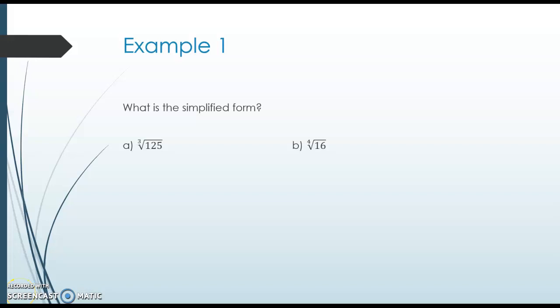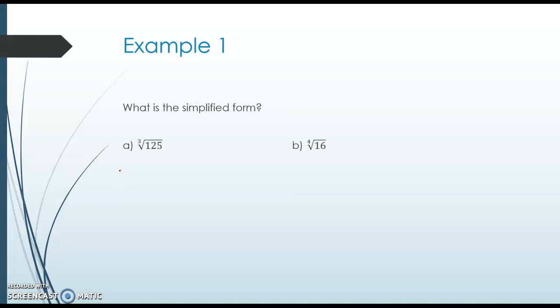All right, so we're now going to simplify two of these roots. So again, you've got two options. Find the perfect cube that goes into the number, or use the factor tree and find groups of whatever your root is.